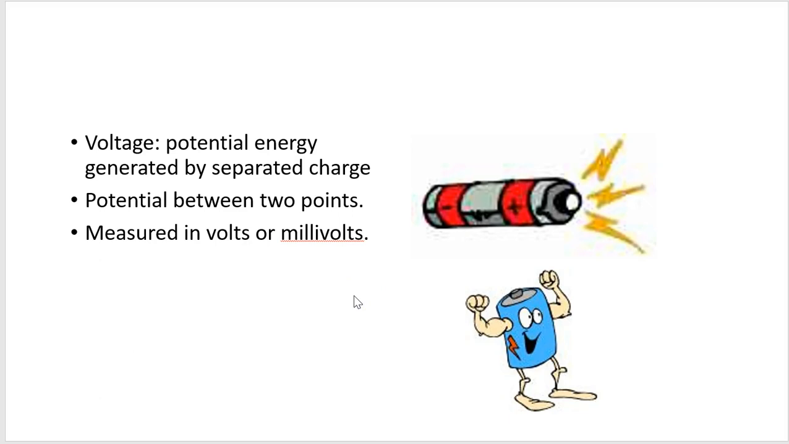Voltage is potential energy. The separation of charges. The best example I can use with you is a battery. So we have a positive end of the battery and a negative end. That means we have voltage, we have potential energy, and there's something in the battery that is separating those two charges. So it's the potential between 2 points. You can measure it in volts or millivolts. We're going to be talking about millivolts because we're talking about little bitty things, little voltage.